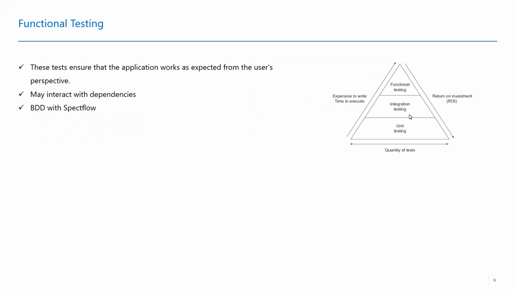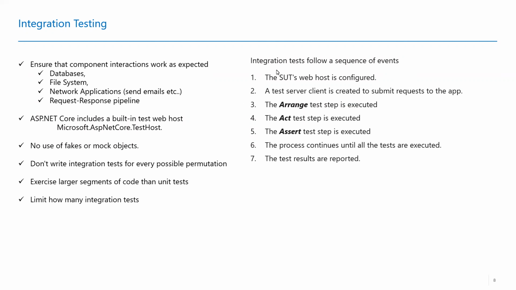So let's discuss the amount of test cases. Before that, integration tests follow this sequence. There are 7 points here. Point number 1, you first create the system under test. You often hear the word SUT, which stands for system under test. So you will first configure the system under test, followed by your test server client, and then the three AAA pattern: arrange, act, and assert.